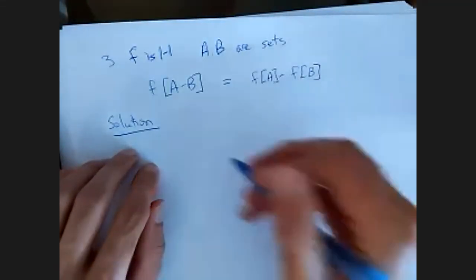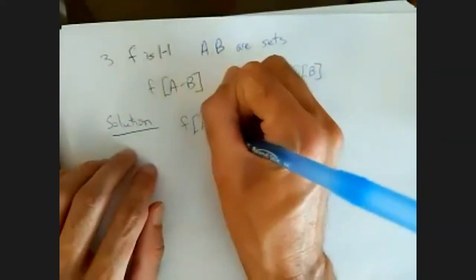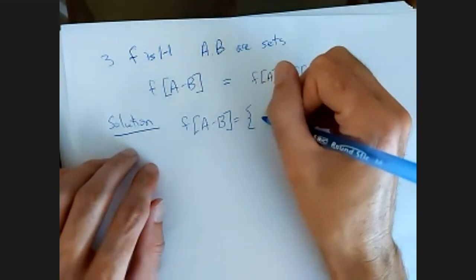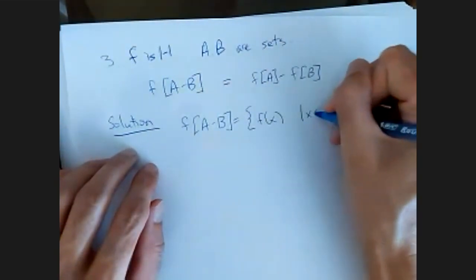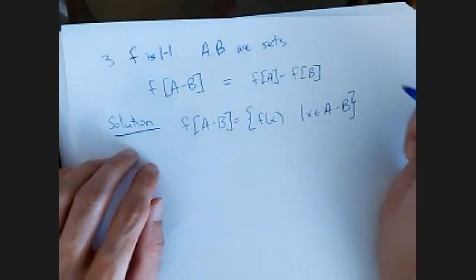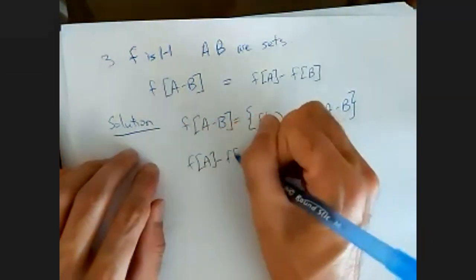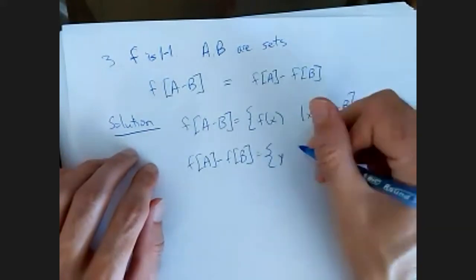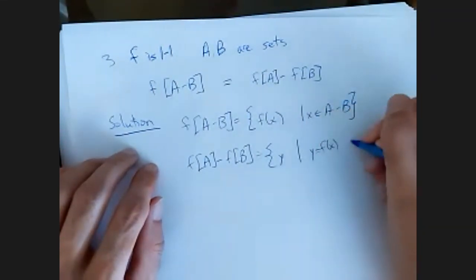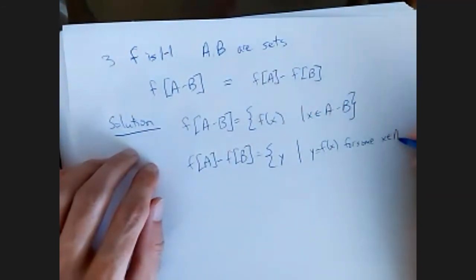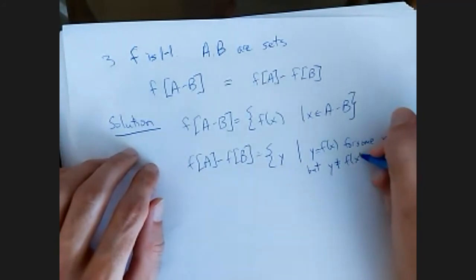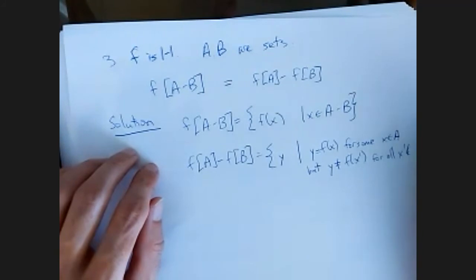Okay, so let's remind ourselves of what these definitions are. F of A minus B is the set of all things like F of X, where X is in A minus B. And F of A minus F of B is the set of all Y's such that Y equals F of X for some X in A, but Y is not equal to F of X prime for all X prime in B. Or in other words, Y is not in F of B.